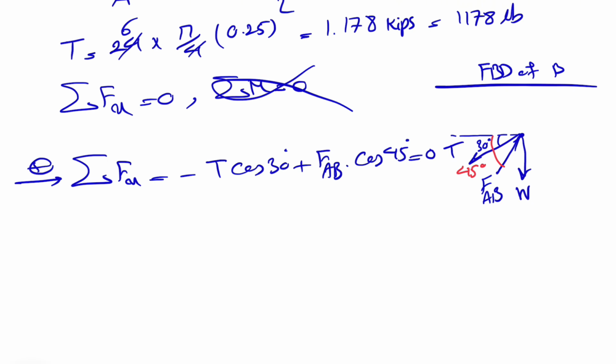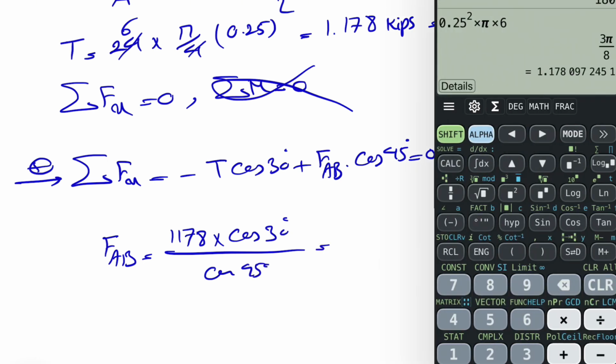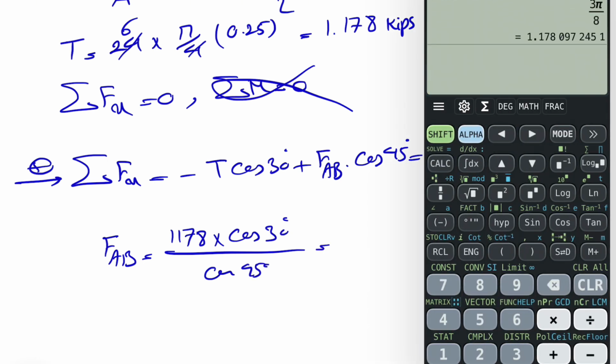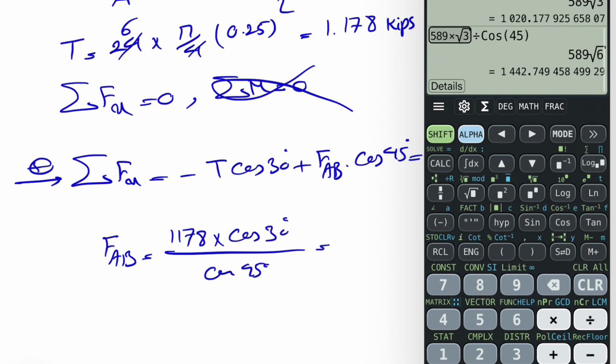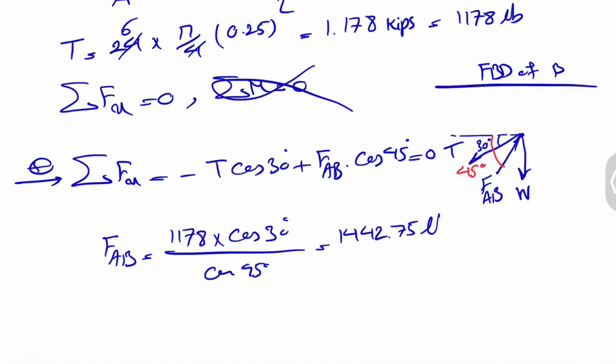So we already found T in the previous part, so FAB would be basically T cosine of 30, so 1178 times cosine of 30 degrees divided by cosine of 45 degrees. Let's calculate this. So 1178 times cosine of 30, and we're going to divide that by cosine of 45, and what we're going to get for FAB would be 1442.75 pounds.